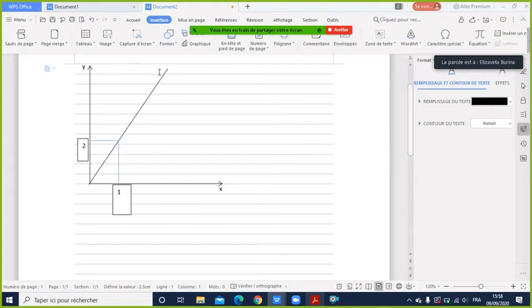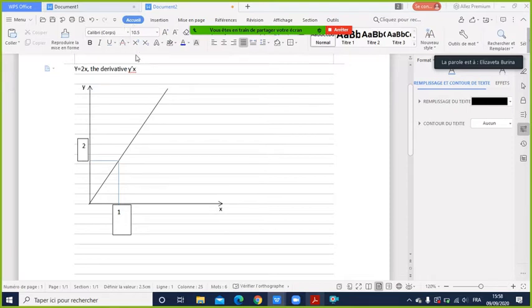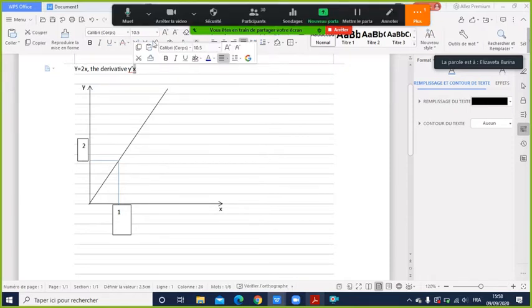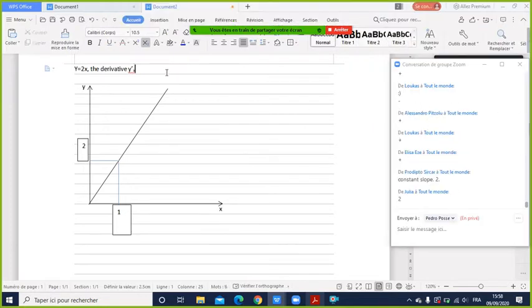So the derivative, I said that this function is y equals 2x, and the derivative of y with respect to x is equal to what here? Now you have to tell me because you were supposed to revise it. It's equal to 2. Perfect.